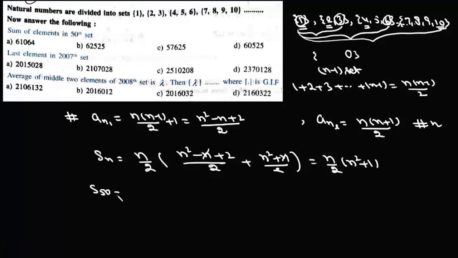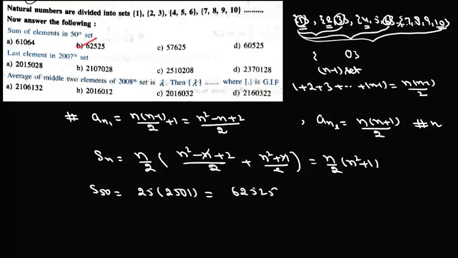Now S50 will be simply 25 times 2501, which is 62525. And that's your option B.